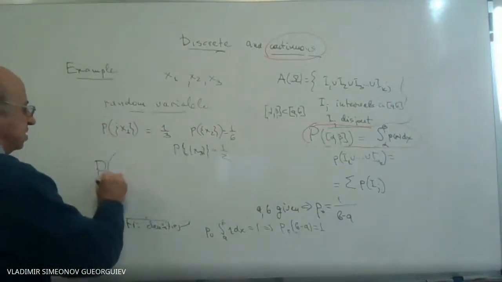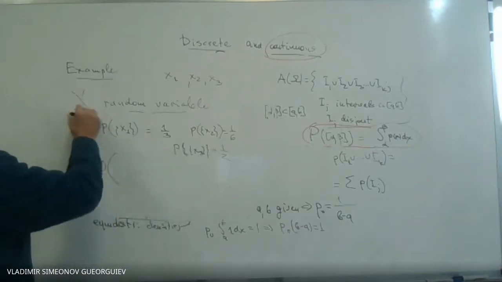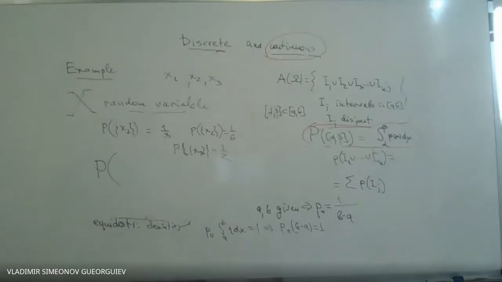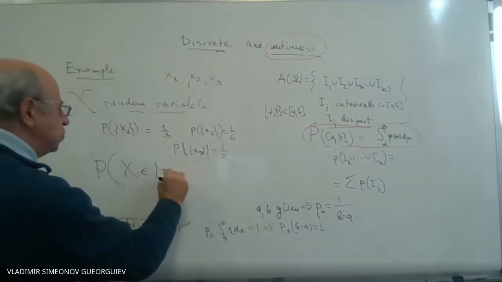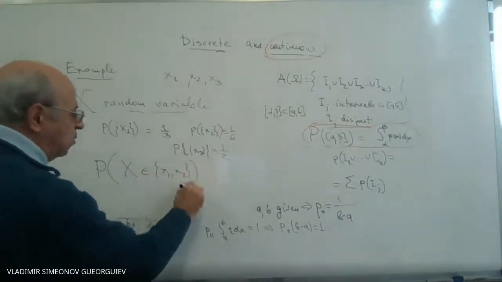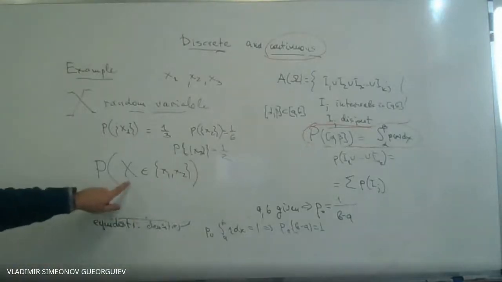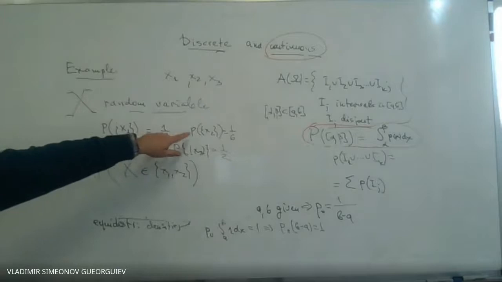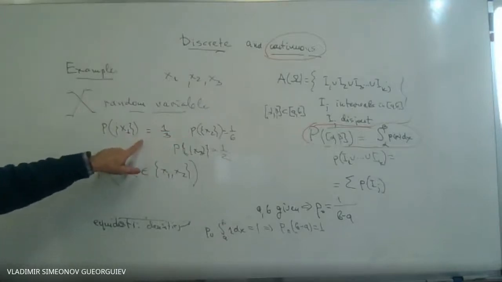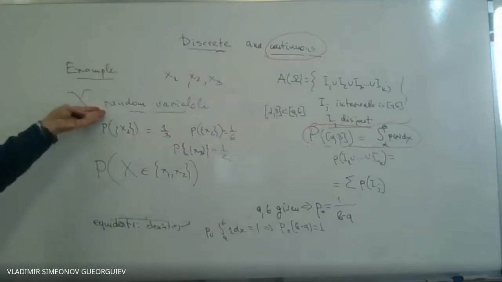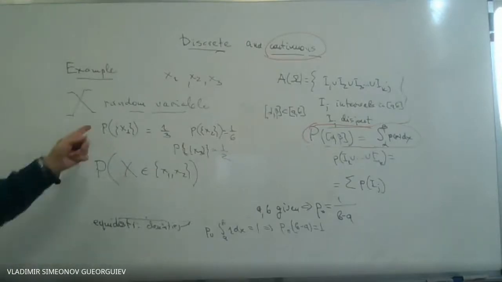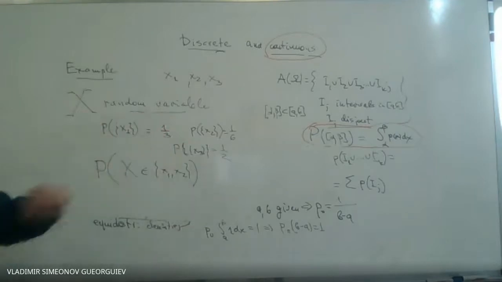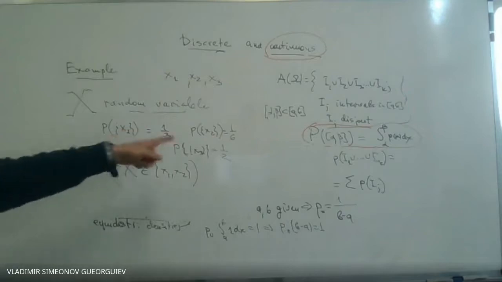For example, let us call this x the random variable, and consider the probability for x to be in the set x1, x2. How can we find this? This, of course, can be found on the basis of our definition of these probability densities. Whenever we have our random variable, we have this function. In this case, these are three values, P1, P2, P3, such that, as we said, the sum is 1.